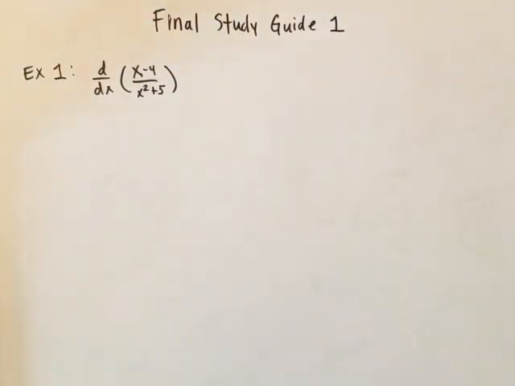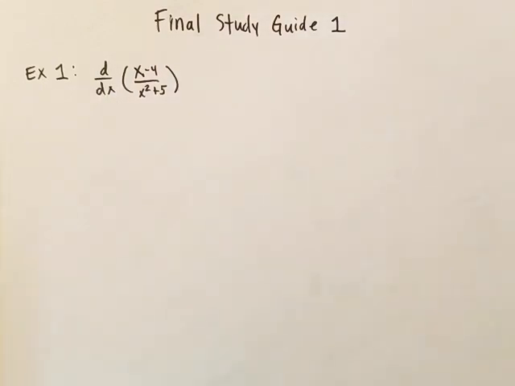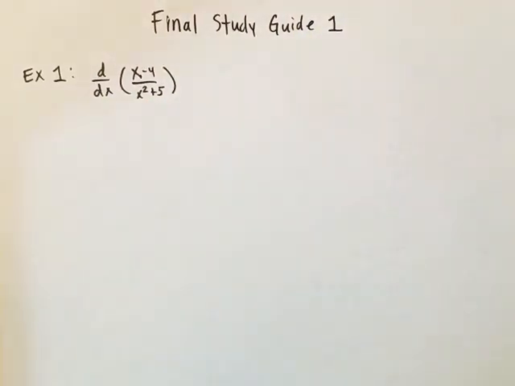Okay, so here's the start of our final review. So review for our final, we're going to build our study guide. This is day one of it. So we're going to go back into our time machine. We're going to just talk about what this d/dx means and how we solve this problem.